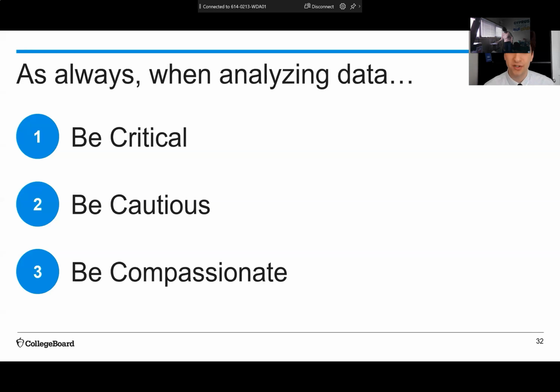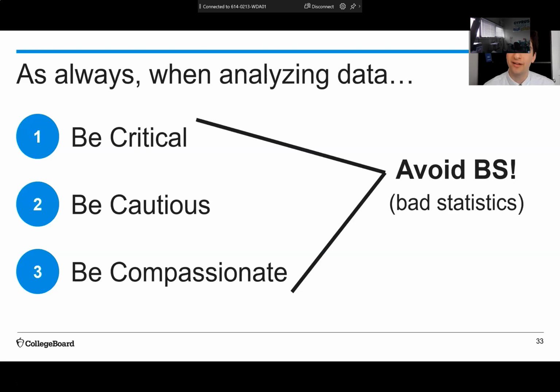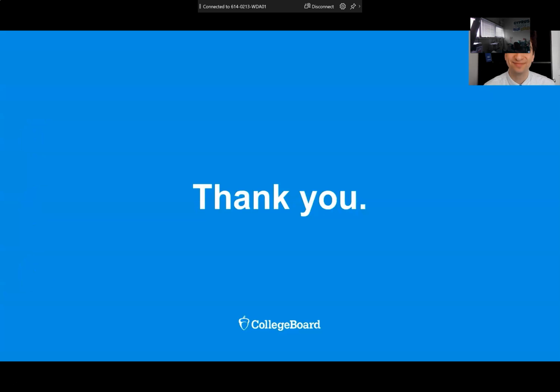And as always, statisticians, when analyzing data, be critical, be cautious, be compassionate, and of course, avoid BS, bad statistics. Thank you.